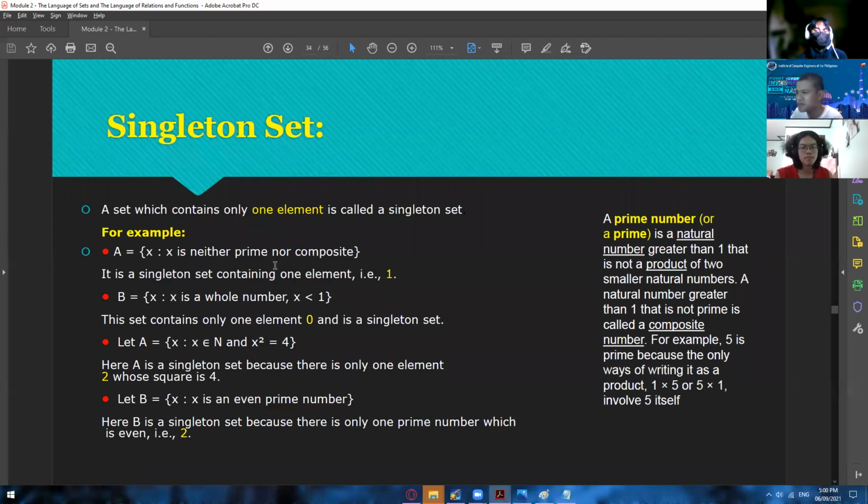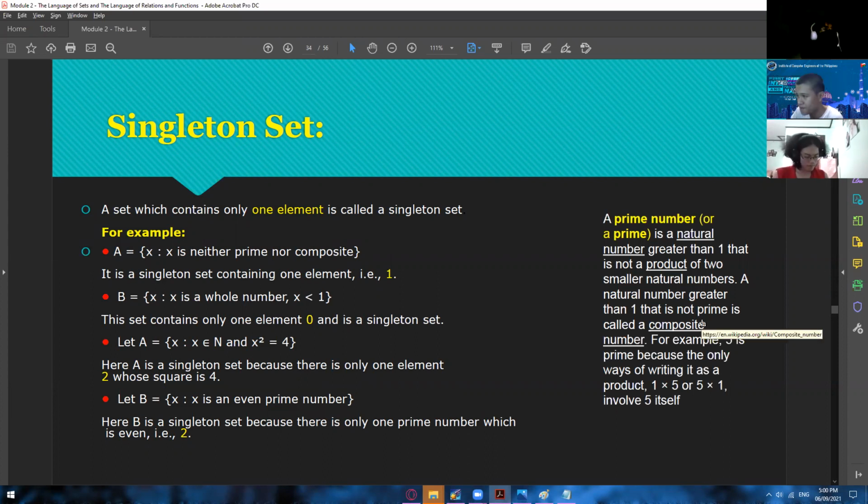So this one is also super obvious. Singleton has only one element. That's why it's called single or singleton. So for example, X is neither prime nor composite. If you don't know the meaning of prime number or composite, a prime number, or a prime, is a natural number greater than 1 that is not a product of two smaller natural numbers. A natural number greater than 1 that is not a prime is called a composite number.